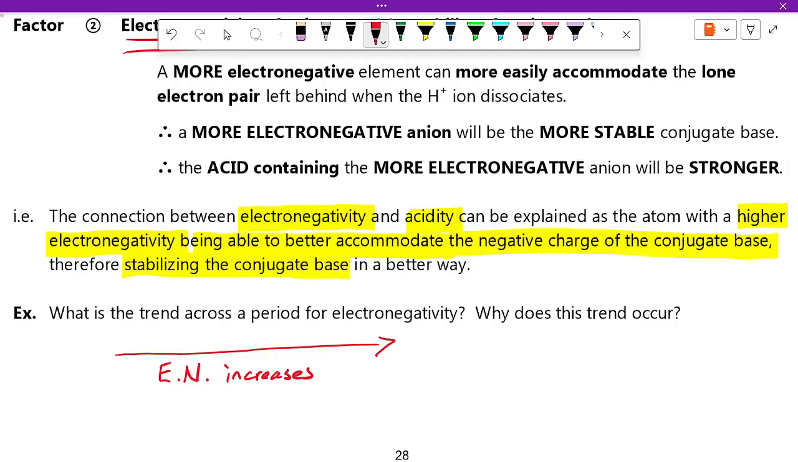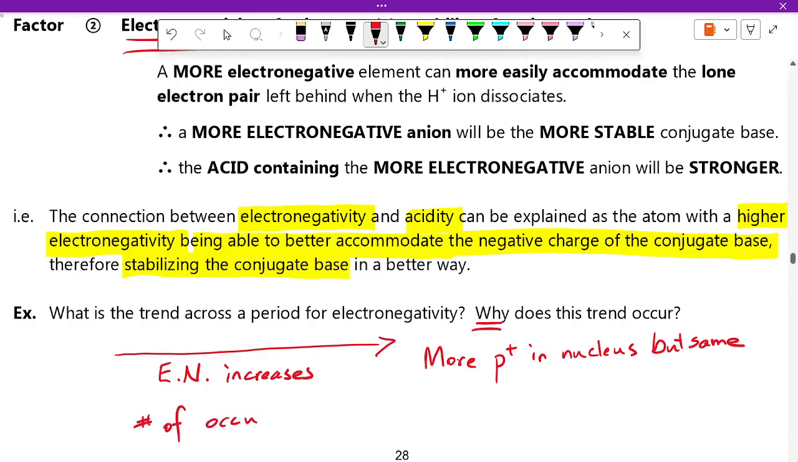Why? There's more protons. What's that? More protons in the nucleus. More charge. Effective nuclear charge. There's more protons in the nucleus, but at the same time, there are no more occupied valence shells, the same number of occupied shells. Radius decreases.